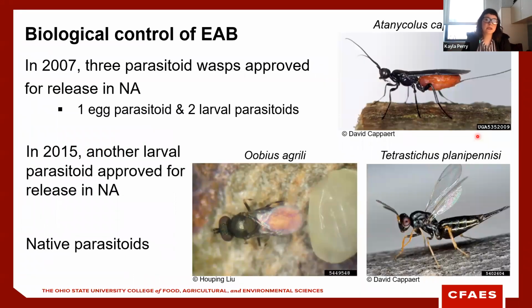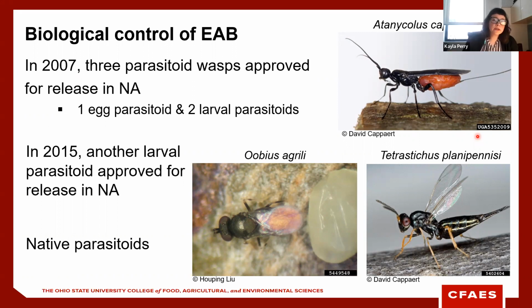There's also been a lot of work done with biological control of EAB. Of course, biological control is a key component of integrated pest management, the efficacy of natural enemies. And there's been a lot of time and money spent in looking for biological control agents for EAB, testing their efficacy, and getting them approved for release within the US. And then developing that program so that these parasitoids can be reared in high numbers and released across the country.